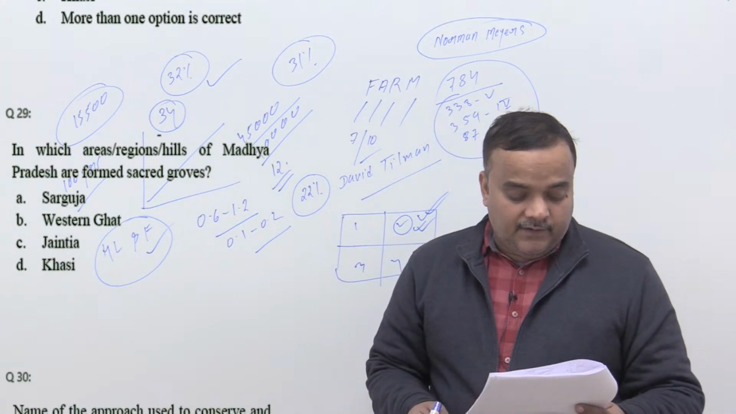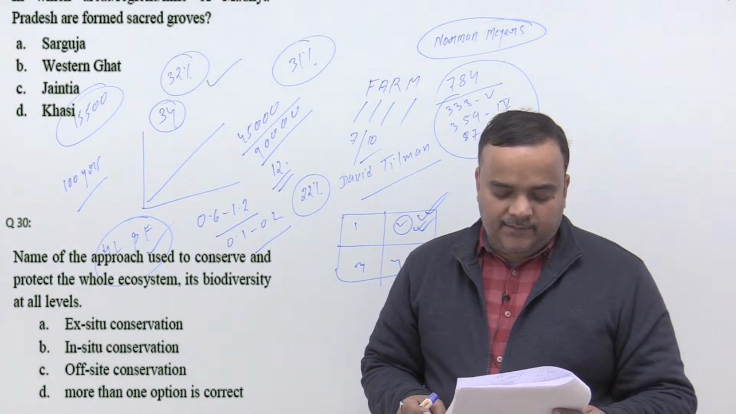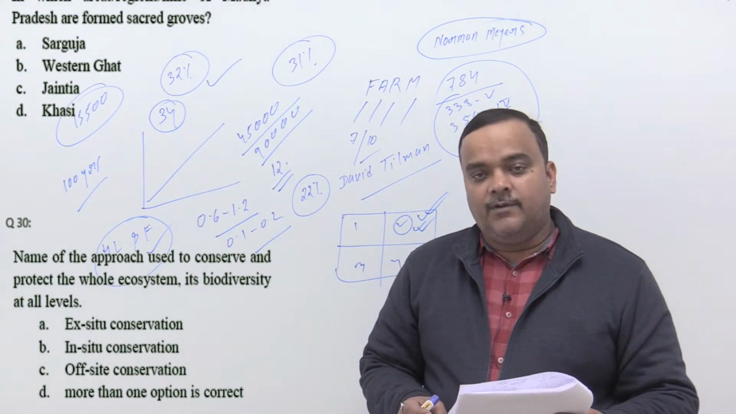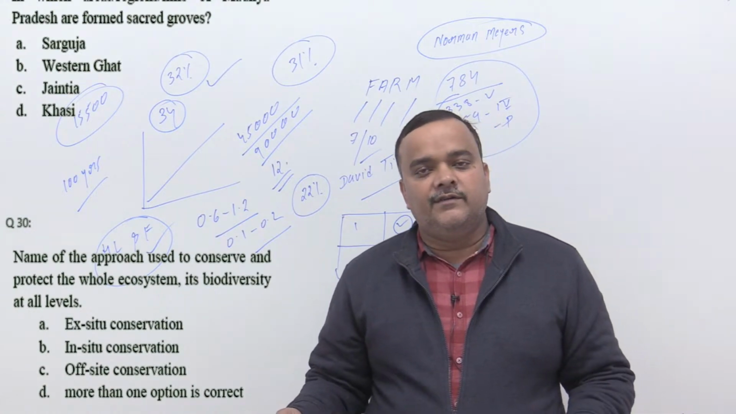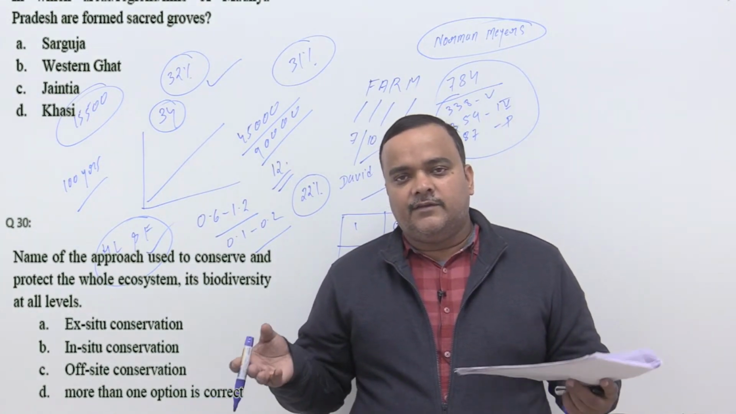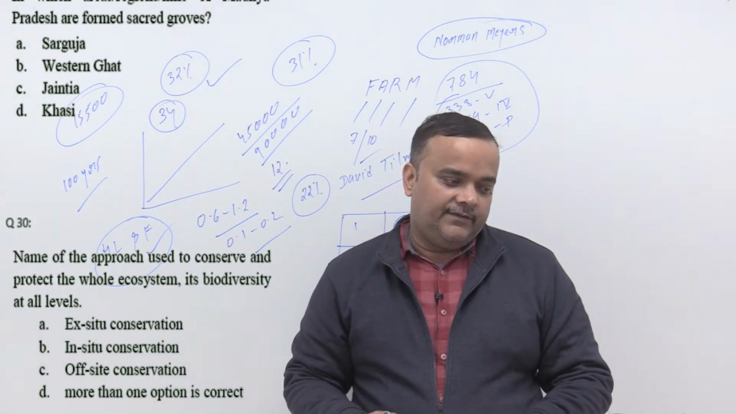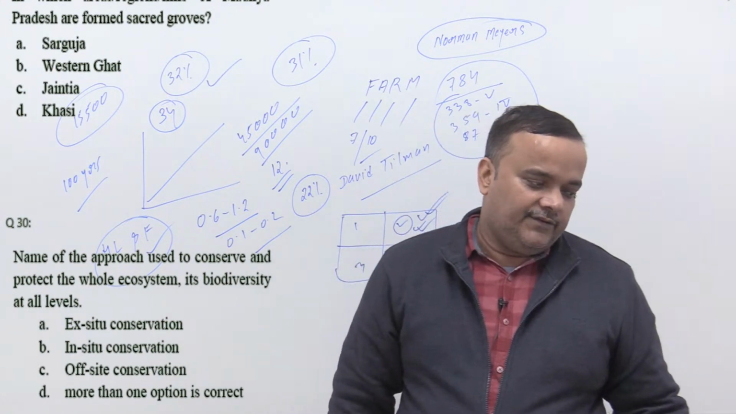Now last question. Name of the approach used to conserve and protect the whole ecosystem and its biodiversity at all levels. That is in-situ conservation. That is, you will conserve that organism or that plant or anything in its original habitat, and we call it a holistic approach or in-situ conservation. Now you can ask questions.